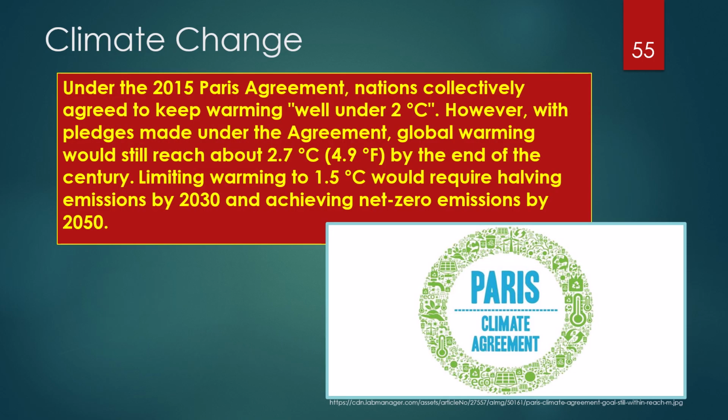Under the 2015 Paris Agreement, nations collectively agreed to keep warming well under 2 degrees centigrade. However, with pledges made under the agreement, global warming would still reach about 2.7 degrees centigrade or 4.9 degrees Fahrenheit by the end of the century. Limiting warming to 1.5 degrees centigrade would require halving emissions by 2030 and achieving net zero emissions by 2050.